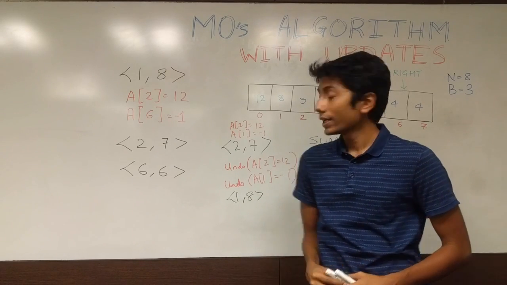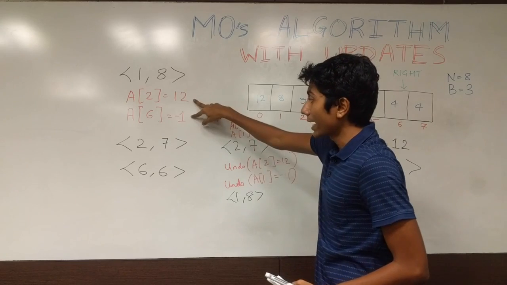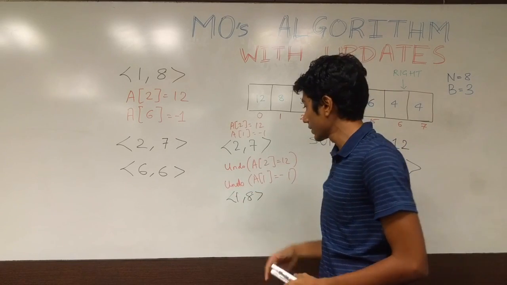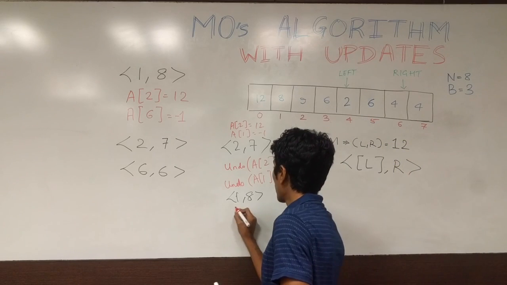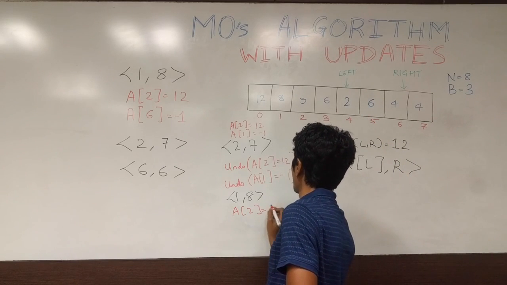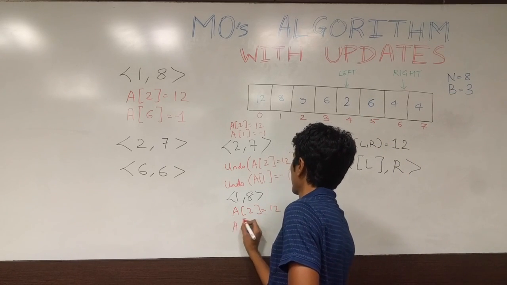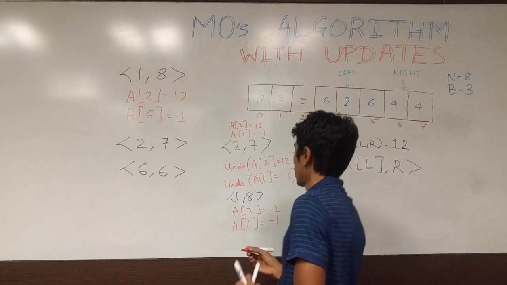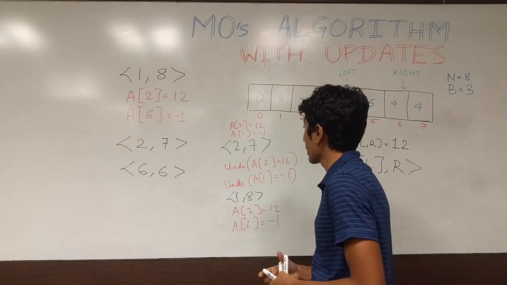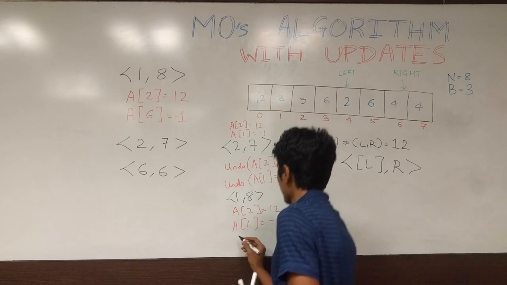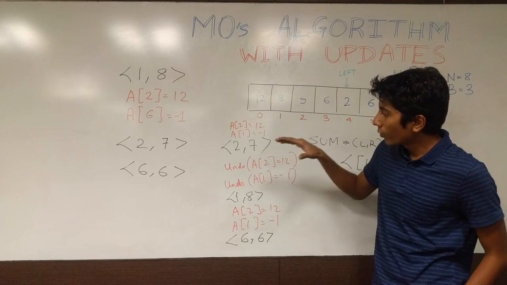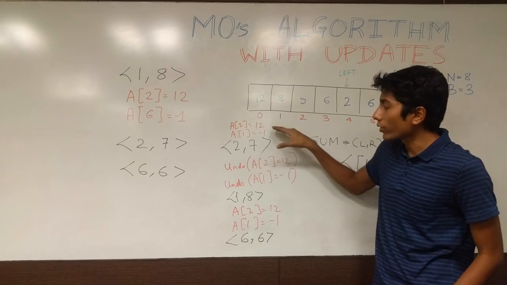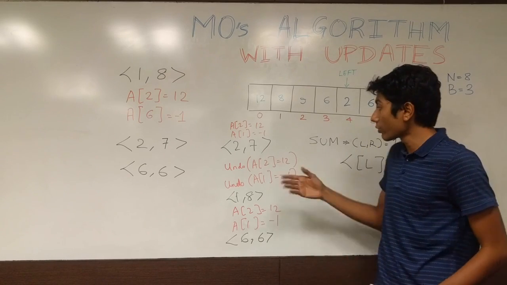But unfortunately, these two updates had happened for the next query, 6, 6. So we have to do them again. Now, again, A2 is set to 12, and A1 is set to -1. And finally, we can answer this query, 6, 6. And you see what's happening here. For any given range query, you have to do all the updates again, or you have to undo all the updates again.